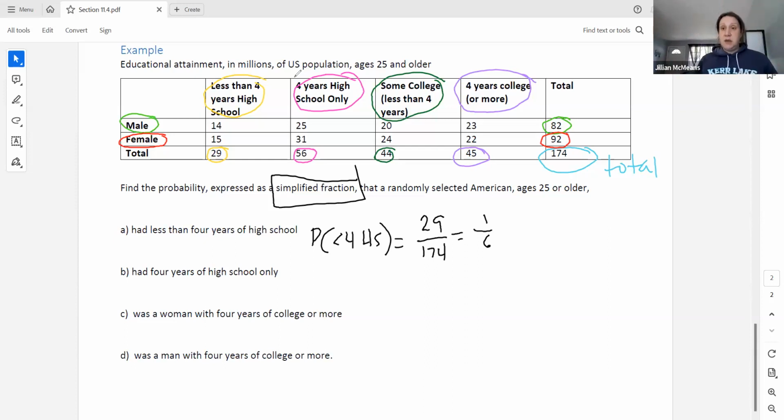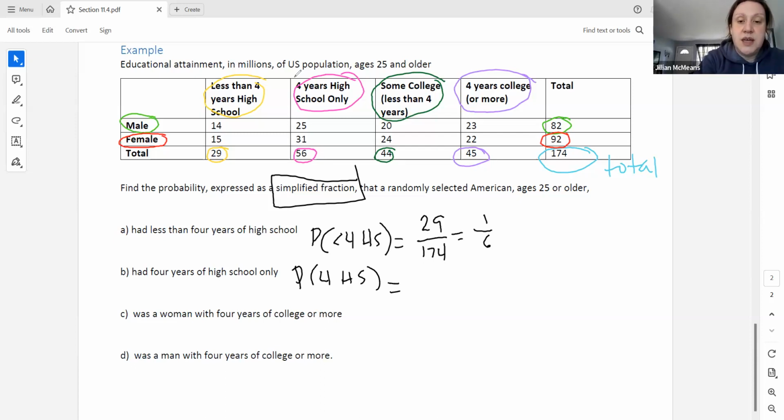So 1/6 of this table, 1/6 of Americans 25 years or older at whatever time period this was taken, had the highest educational attainment of less than 4 years of high school. Now, we want the probability for the next one, 4 years of high school. So they went ahead and finished up high school. They just did the 4 years.